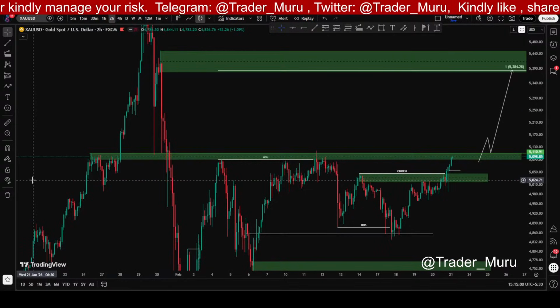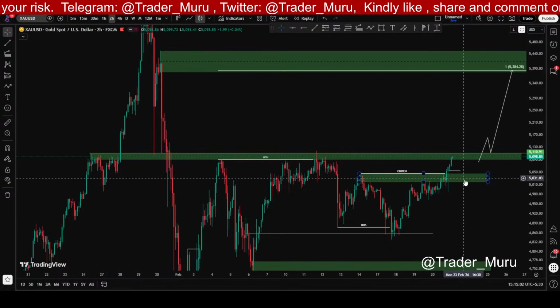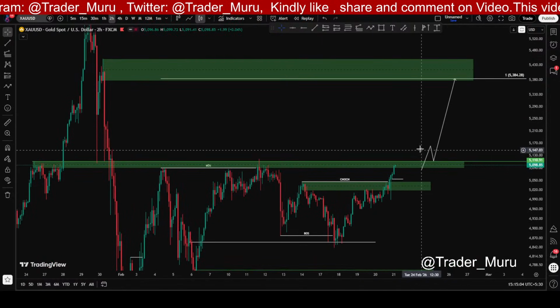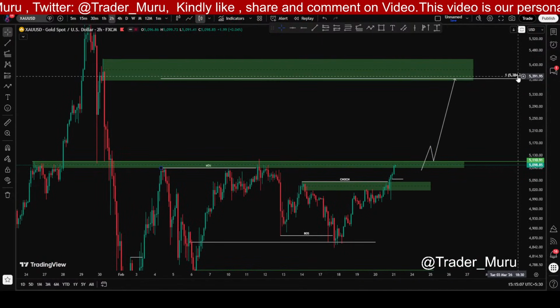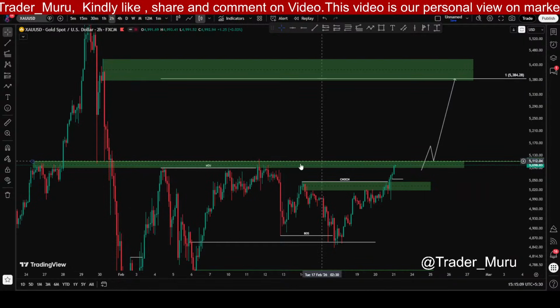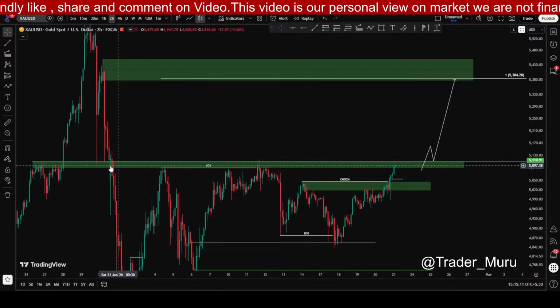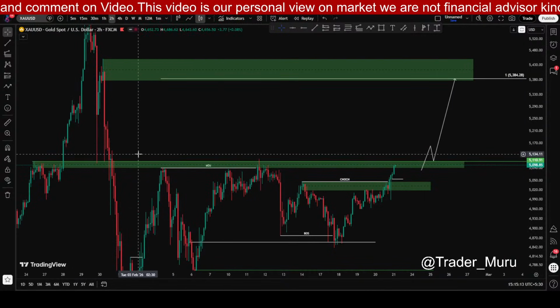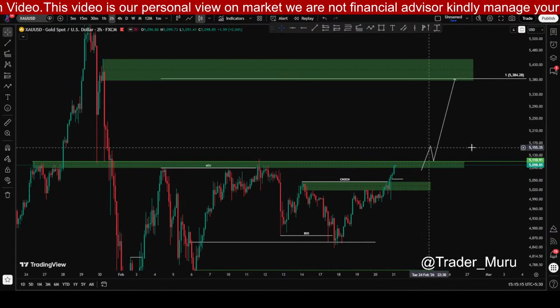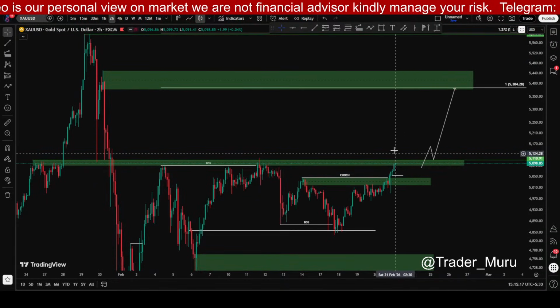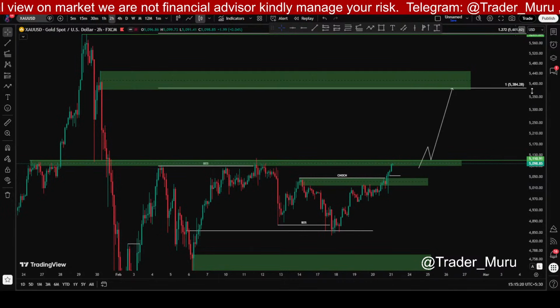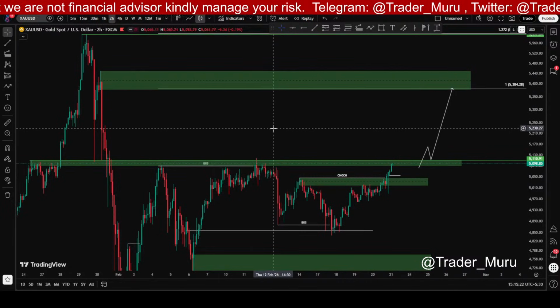Can we expect a swing entry? Yes, we can. On the flip of this, you can swing long gold till 5384. There is nothing in between. See this? On the flip, I will be going long for this target.